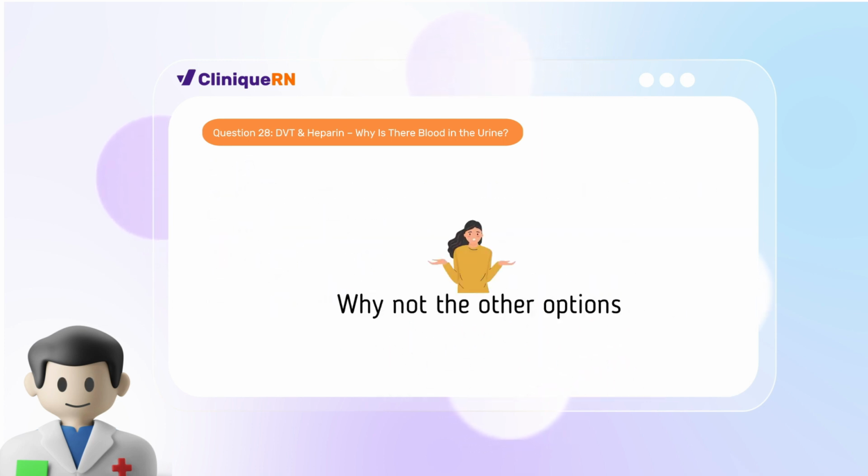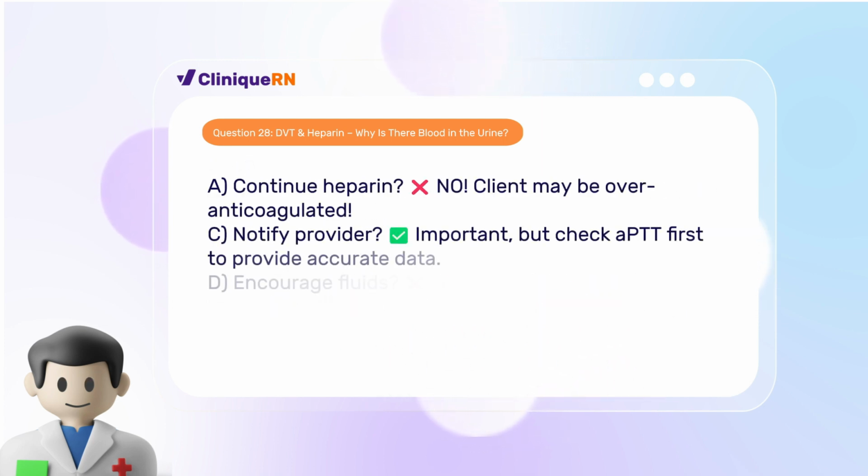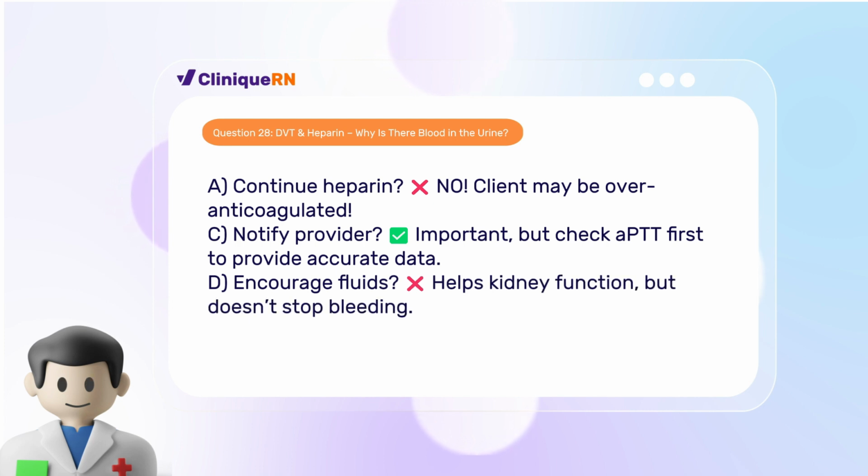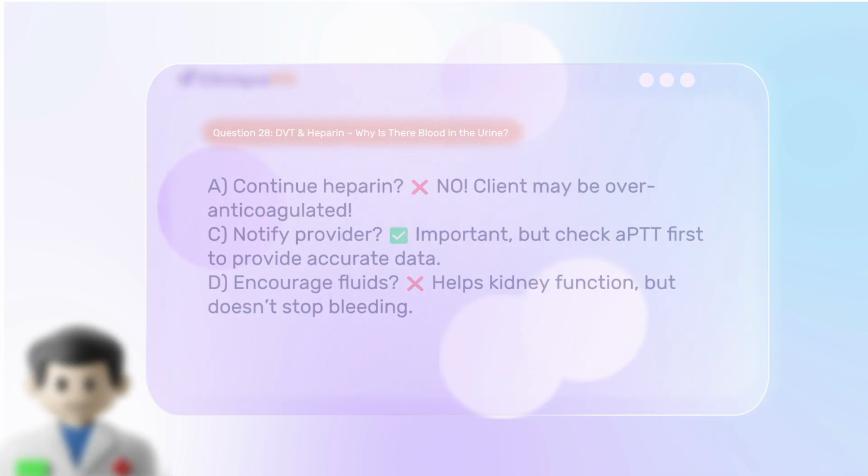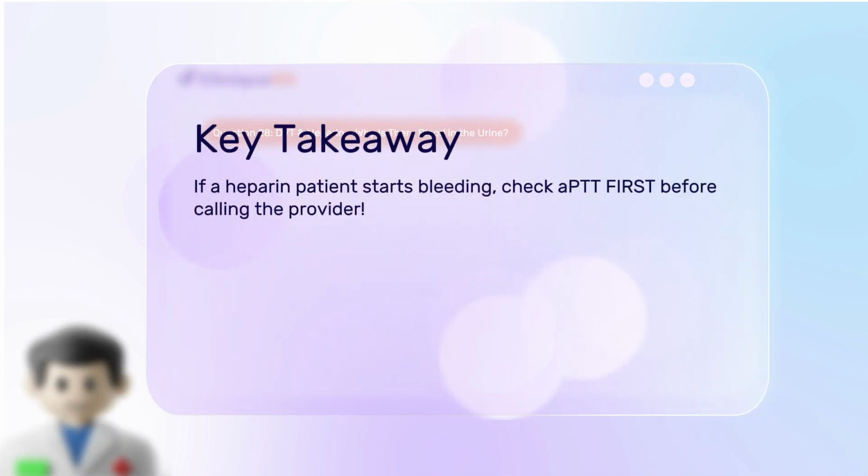Why not the other choices? A. Continue heparin. No, client may be over-anticoagulated. C. Notify provider. Important, but check a PTT first to provide accurate data. D. Encourage fluids. Helps kidney function, but doesn't stop bleeding. Key takeaway. If a heparin patient starts bleeding, check a PTT first before calling the provider.